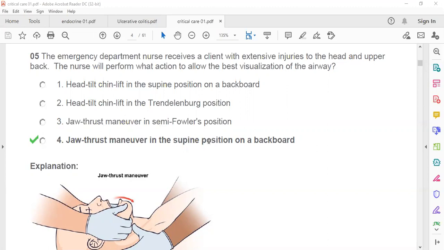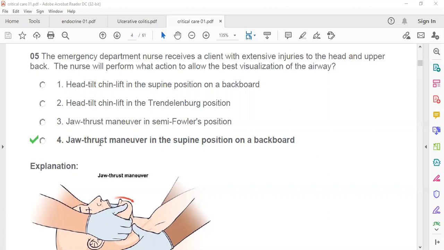Supine is when the patient lies down on their back, with the face on the top. And the jaw thrust maneuver is a first aid and medical procedure we use to prevent the tongue from obstructing the upper airway. So definitely the jaw thrust maneuver is our first choice, and it is definitely done in the supine position, not a semi-Fowler posture.